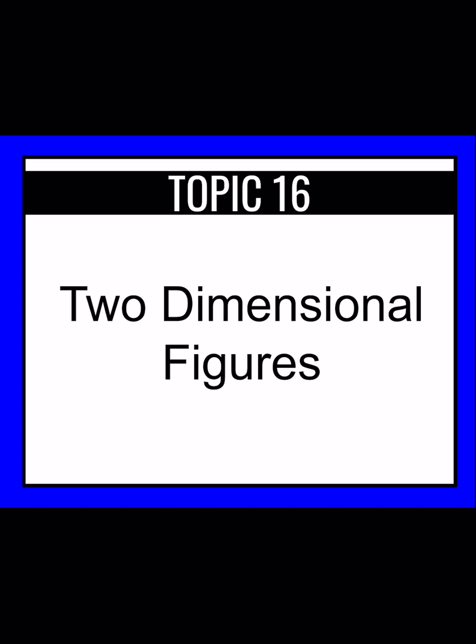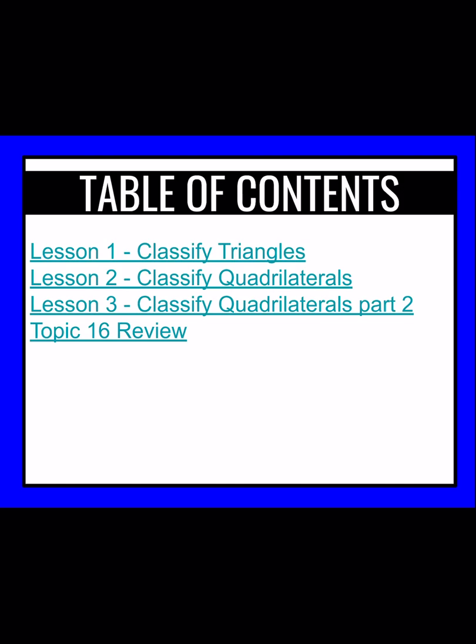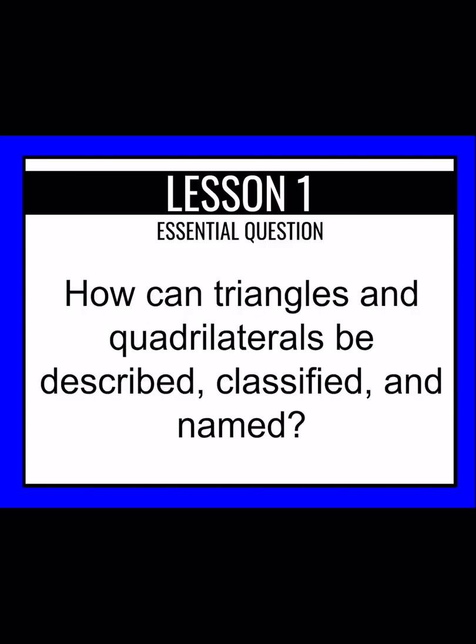Okay, so what I've done is I have created slides for the whole chapter. So if you look at the table of contents, the whole chapter is listed here. Today we are going to talk about classifying triangles, so I'm going to hit on lesson 1. Okay? In this chapter, we're going to talk about how triangles and quadrilaterals can be described, classified, and named. We are no longer just going to say, oh, that's a triangle, that's a square. Now we're going to need to look at the properties of these different shapes. Okay?